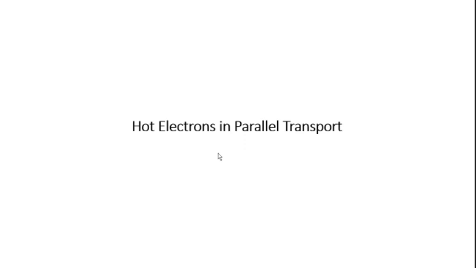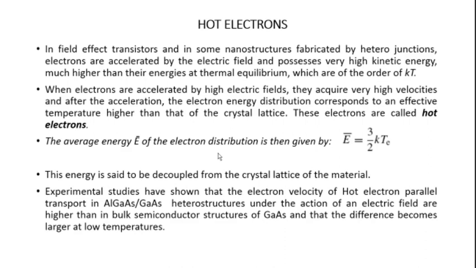What are hot electrons? What are its effects? In field effect transistors and nanostructures fabricated by heterojunctions, the electrons are accelerated by the electric field, and these electrons, which possess very high kinetic energy, will usually be much higher than the energies of these electrons at thermal equilibrium.